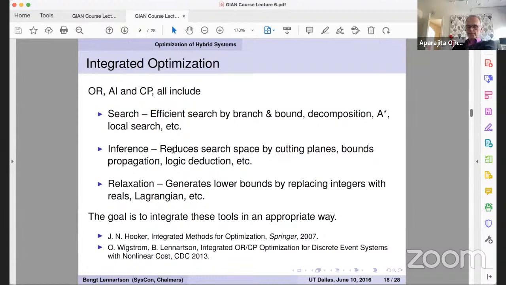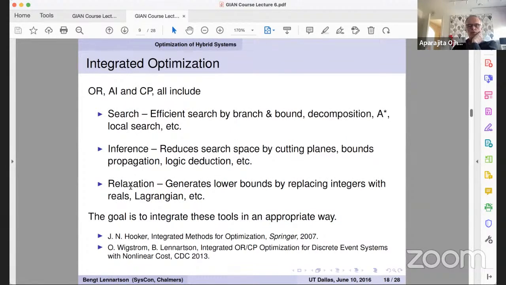Then we have inference, and that we say means that you try to reduce the search space. And in OR, we have cutting planes, and in CP, for instance, there are bounds propagation, logic deduction, etc. And here is an area where I would say that constraint programming and AI have maybe contributed more than in the other fields.